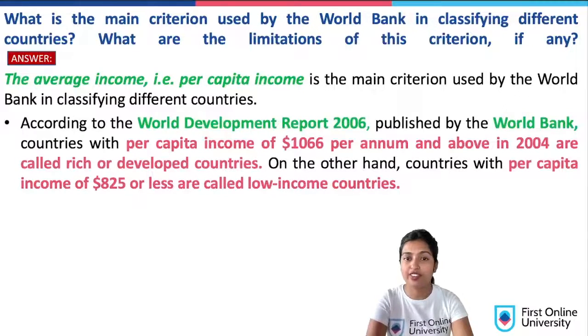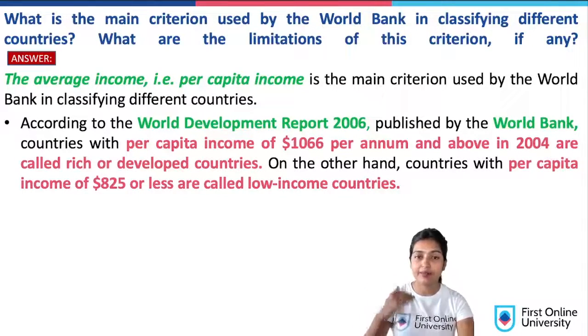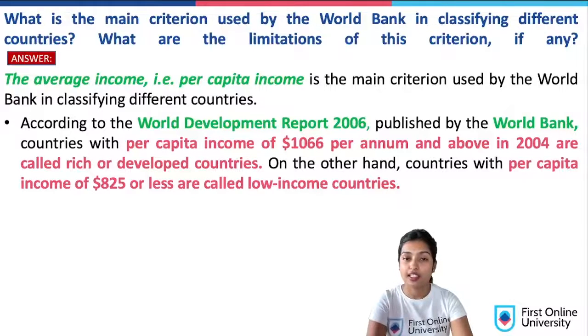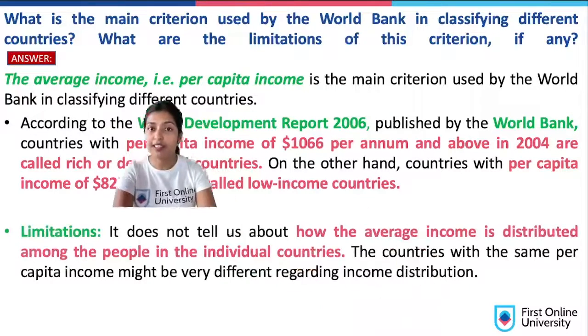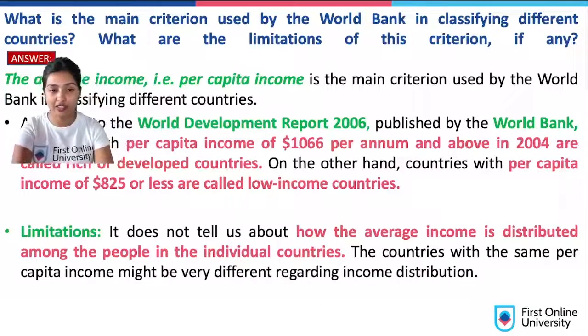So the World Bank has set a limit, such as $1,066 per annum and above in 2004, for countries that are called rich or developed countries. On the other hand, countries with per capita income of $825 or lesser are called low income countries. So what are the limitations of such a classification?